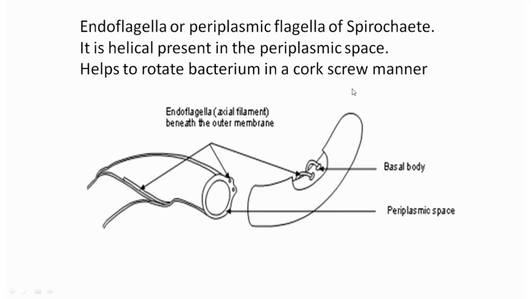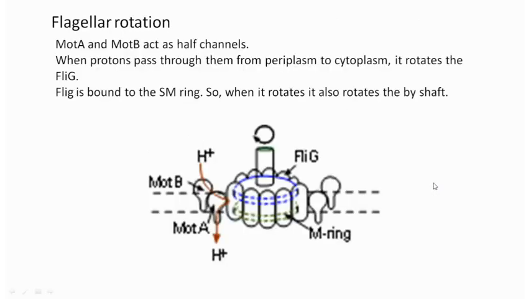And now we will talk about the flagellar rotation, how it occurs. The flagellar rotation is mainly based on the motor part of the flagella. There are the S and M rings and the shaft, that is the central rod, and the proteins FlaG, FliM, FliN, and Mot proteins are responsible. Mainly FlaG and MotA and MotB proteins are responsible for this rotation.